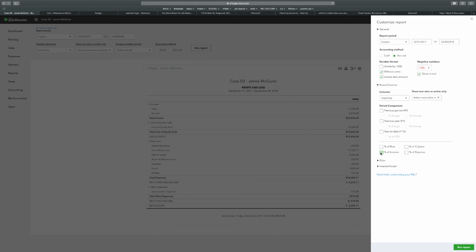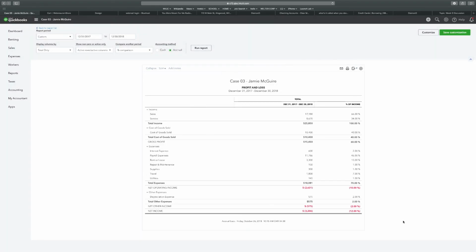So if we do percent of income and click run on the bottom, you'll see right here to the right, we have a percentage for our income. So 66% of our income came from sales, 34% came from services. Now of that, we know our expenses were 70% of our total sales, right? We know that our cost of goods sold was 40% of our total sales.